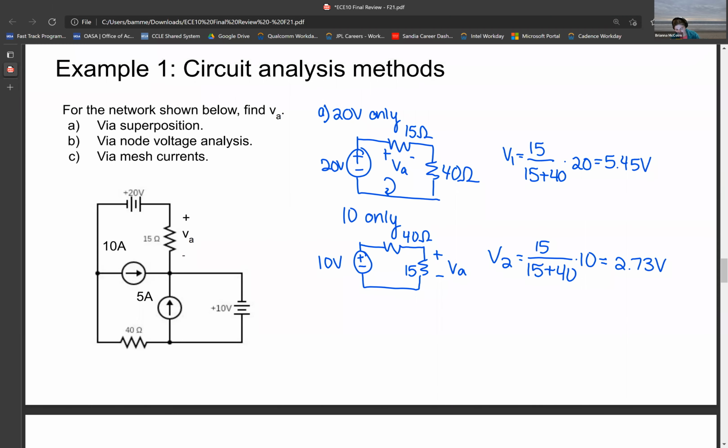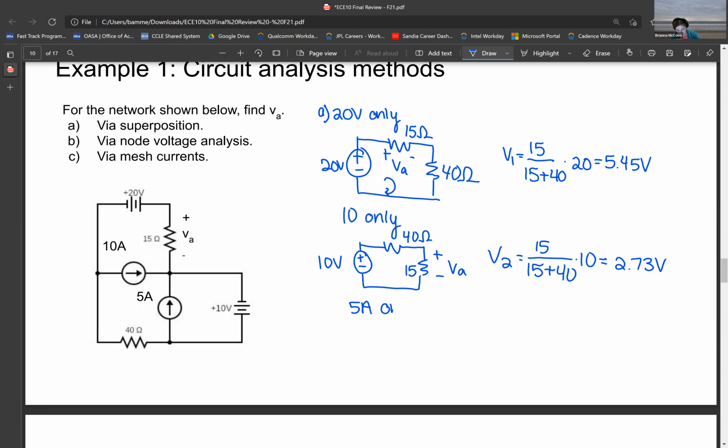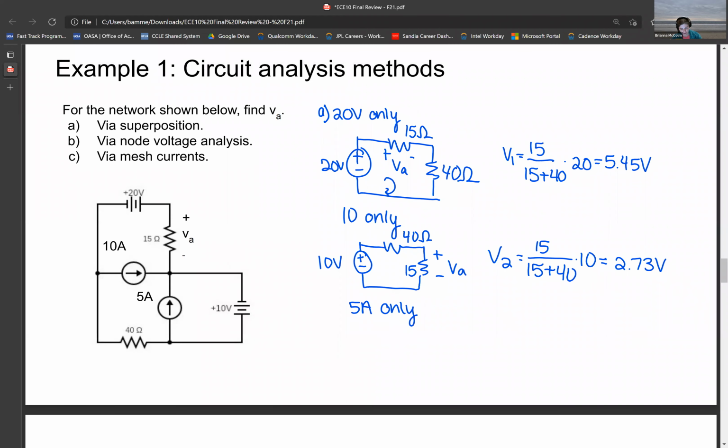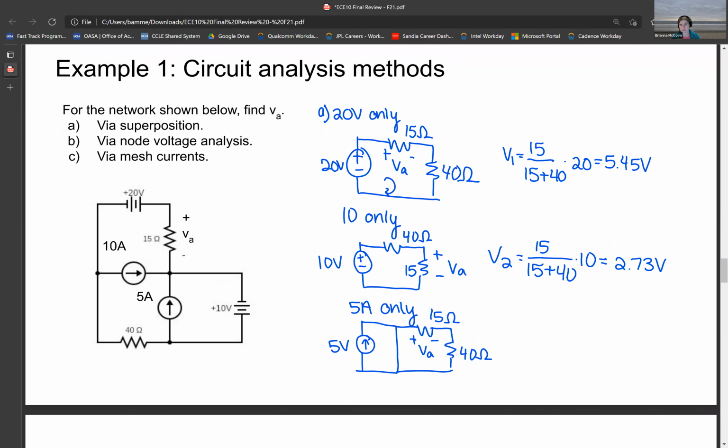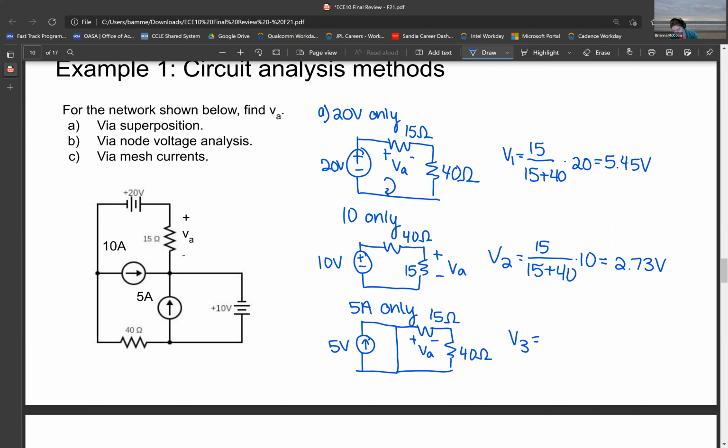Next, we'll look at the 5 amp source only. With only the 5 amp source, we see that the current has 2 paths it can choose. It can either flow through this shorted branch, or it can flow through the resistors. If we draw this circuit, it looks something like this, with our 15 ohm resistor and our 40 ohm resistor, and this is our component of VA. But we can look at the circuit and see that the resistive branch is shorted, so there's going to be no current flowing through it. That means there's going to be no voltage across the 15 ohm resistor, and so we can say that this component of the voltage is 0.